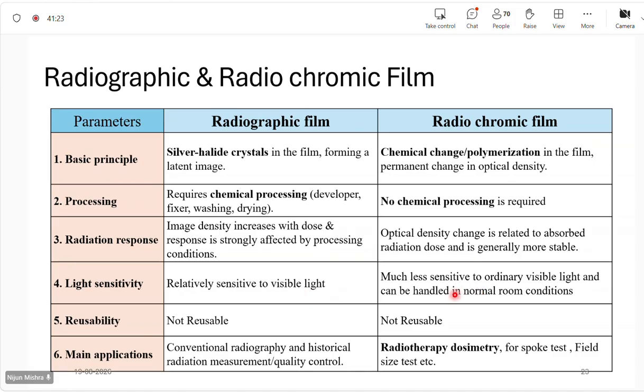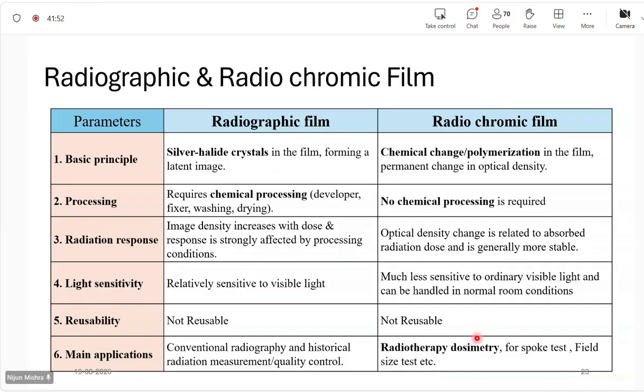It's also sensitive to visible light, but less as compared to radiographic film. And then we can handle it in room conditions, like room light. Reusability: it's not reusable, and radiochromic films are also not reusable. Main application: conventional radiography and historical radiation measurement, quality control. Here, in radiotherapy, dosimetry for spoke test, field size test, congruence test, etc.